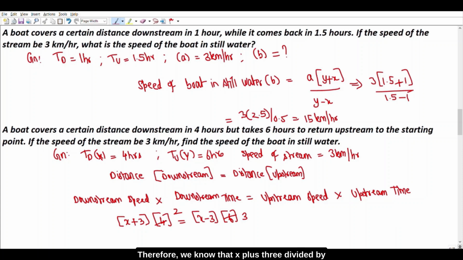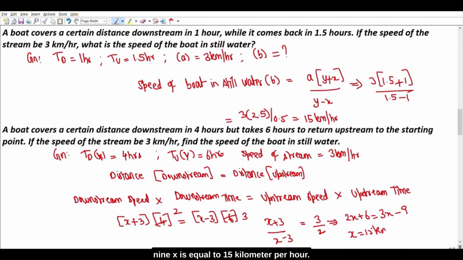Therefore, (x plus 3) divided by (x minus 3) is equal to 3 by 2. Upon solving we get 2x plus 6 is equal to 3x minus 9. x is equal to 15 km per hour. Thus, we can calculate either the speed of the stream or the speed of the boat in still water if the individual times taken for downstream and upstream are given along with either one of the speeds.